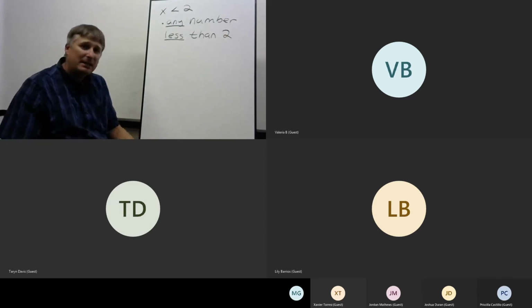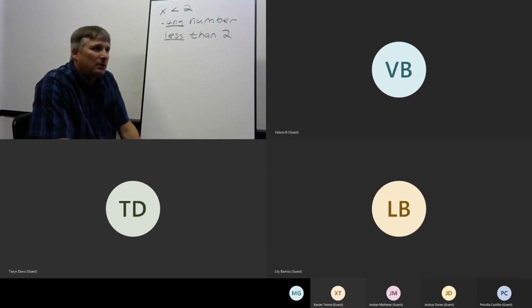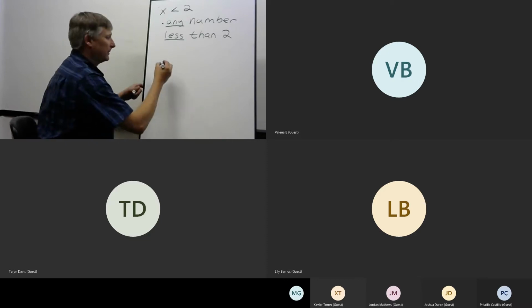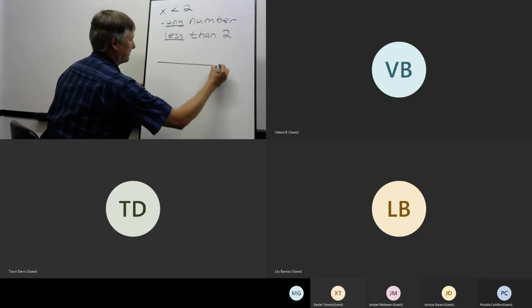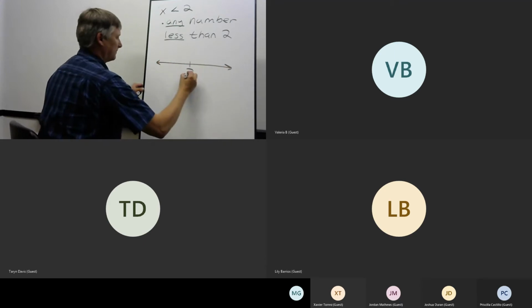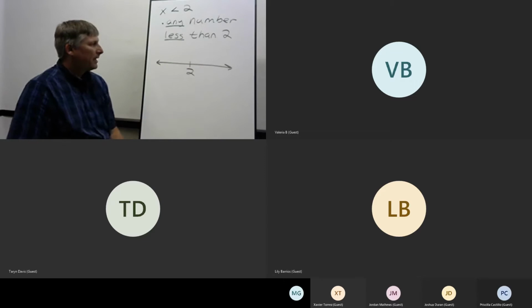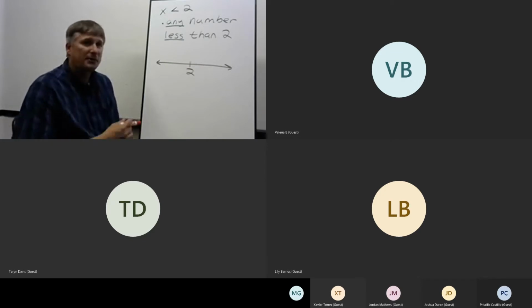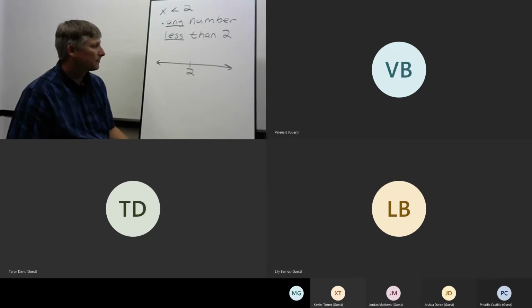So x can be any number less than 2. So how do we express that? Well, what we do is we draw a number line, and we're going to basically highlight all the numbers that are less than 2.